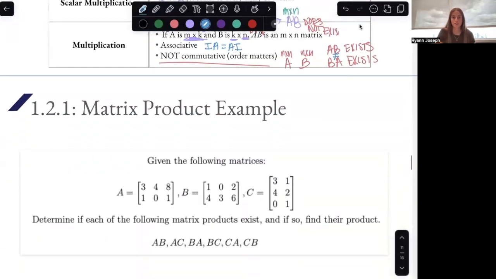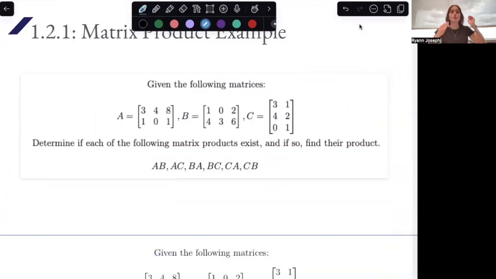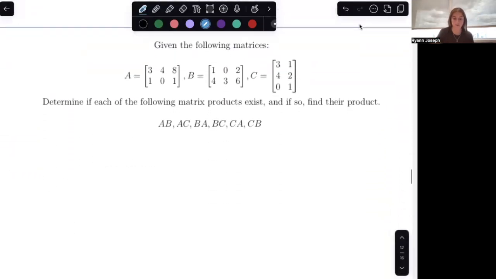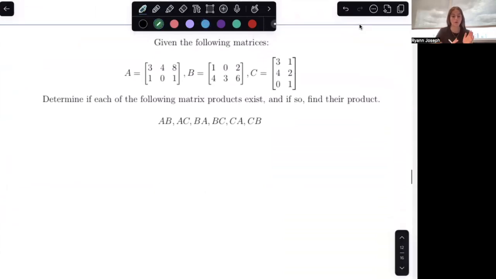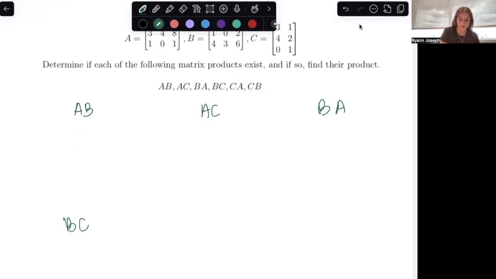Let's do it. Okay, so given the following matrices, determine if each of the following matrix products exists, and if so, find their product. All right, so we're asked to define all of the combinations. We have 3 matrices, and we have AB, AC, BA, BC, CA, CB. Let's first figure out which ones exist.